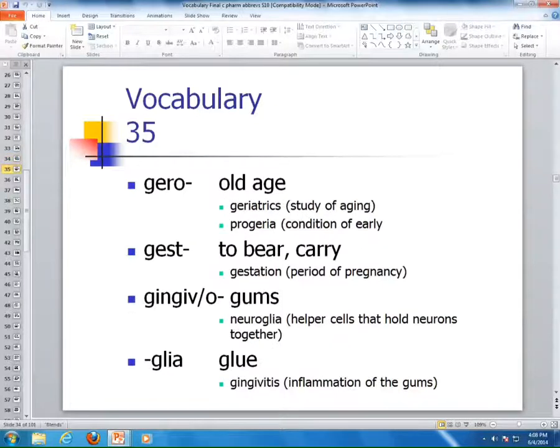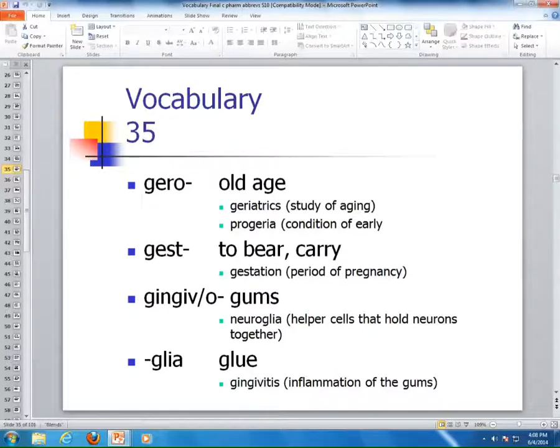I'll go through one more for us today. Gero. Geriatrics, dealing with age, or progeria. You may have heard of this condition where these children are dying of old age by their teenage years. So progeria, a rapid aging process. Gest, to carry or bear. Think gestation, the period of pregnancy.